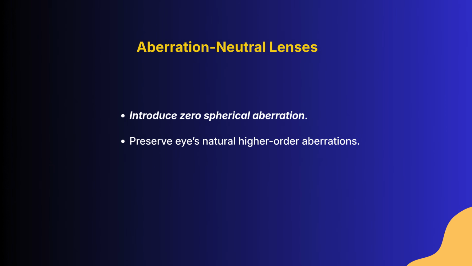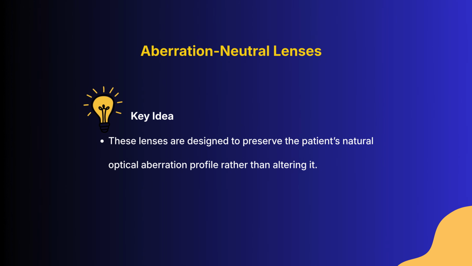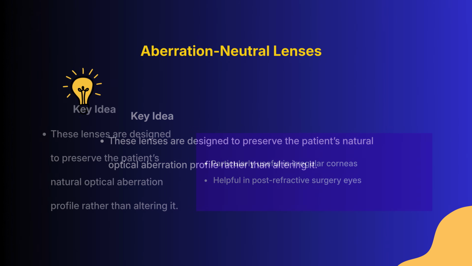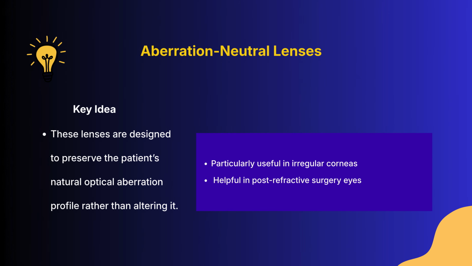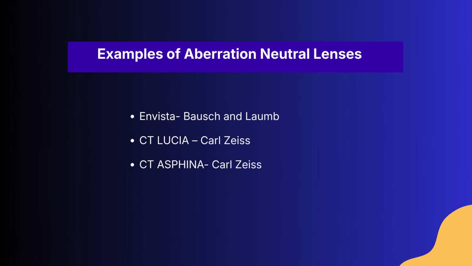The aberration neutral lenses are designed to add zero spherical aberration, leaving the eye's natural higher order aberrations unchanged. The idea here is to preserve the patient's own aberration profile, which is particularly useful in eyes with irregular corneas or after refractive surgery. This design provides a uniform optical quality across the optic. Sometimes this is referred to as isotropic vision, meaning that the visual quality will be consistent across the lens even with small decentrations. The examples here include the CT Asphina or the CT Lucia.